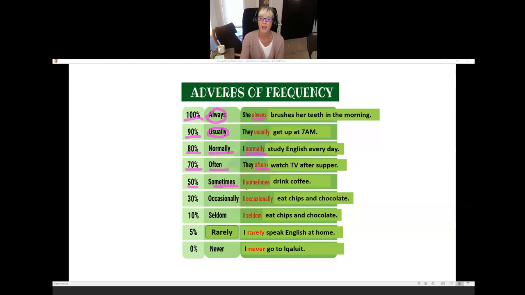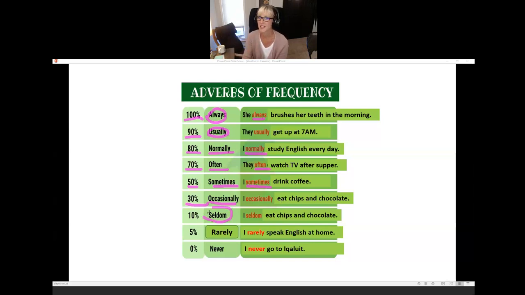50%. This is our so-so. Sometimes. I sometimes drink coffee. I sometimes drink tea. Occasionally is about 30% of the time. I occasionally eat chips and chocolate. I do not eat chips and chocolate every day. I don't eat chips and chocolate every week. Maybe one day each month I eat some chips and chocolate.